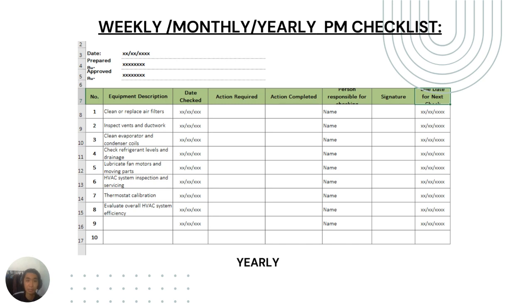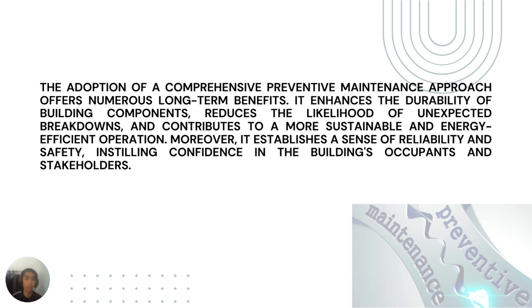So, HVAC system inspection and servicing, thermostat calibration, making sure it's at the right temperature and can be controlled, and evaluating the overall HVAC system. So that is the weekly, monthly, and yearly preventive maintenance checklist that we can provide for the classroom. The adoption of a comprehensive preventive maintenance approach offers numerous long-term benefits.